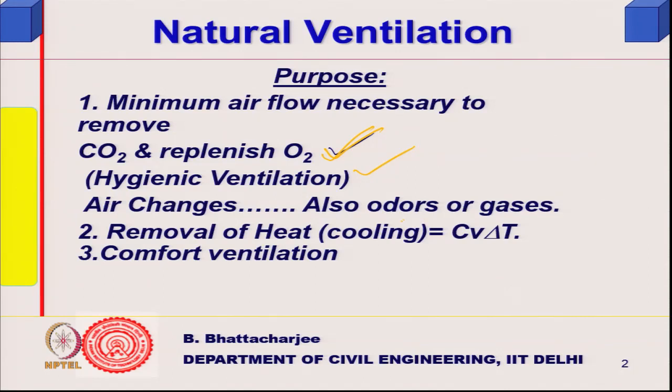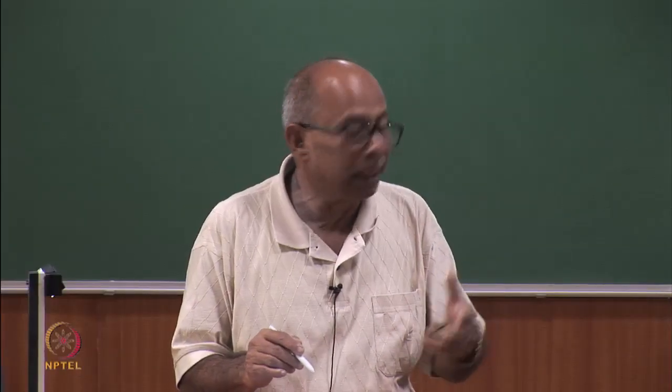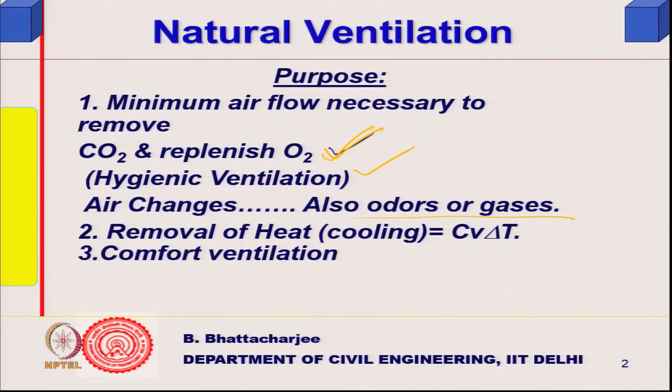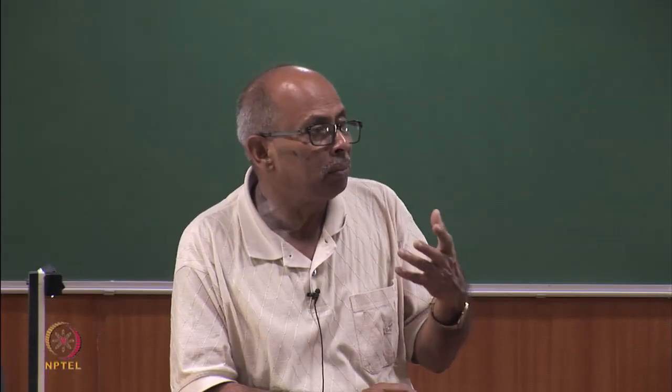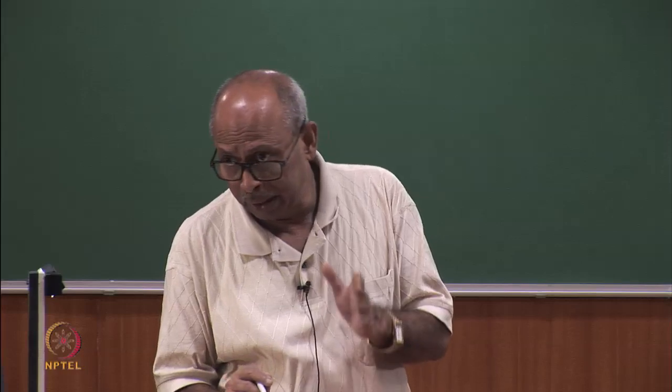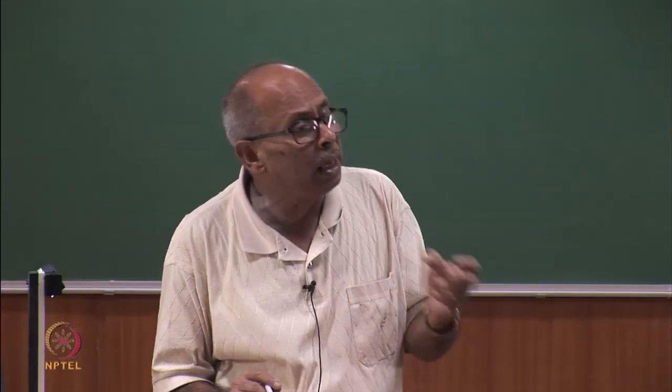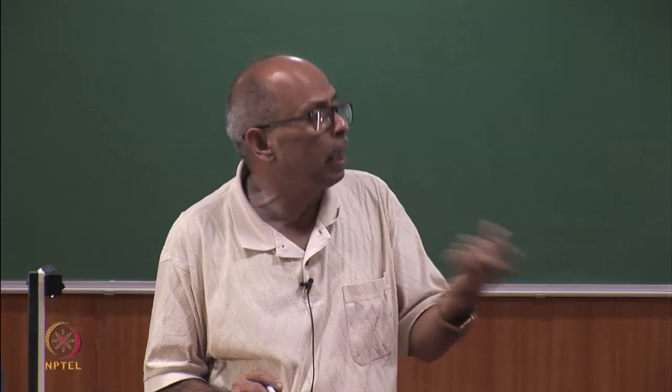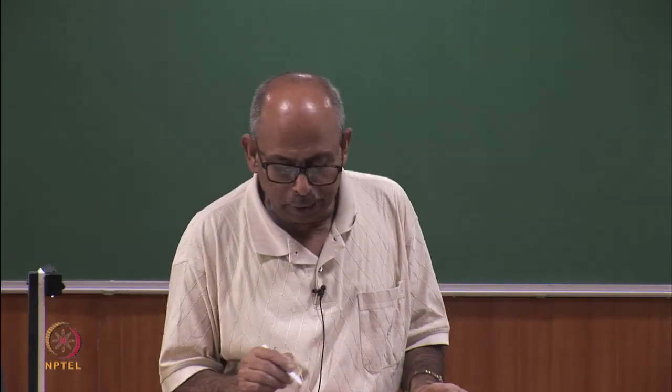Also, in the kitchen you might have to remove smoke and some gases. So, these are also important. Then, if you want to remove some heat, we have seen that Cv delta T is the amount of heat that can be removed for a constant number of air changes. Cv is approximately 1/3 Nv, we said. If the outside temperature is lower, it will take away the heat from inside through air exchange. So that is Cv into delta T.